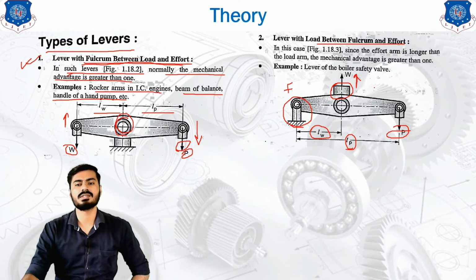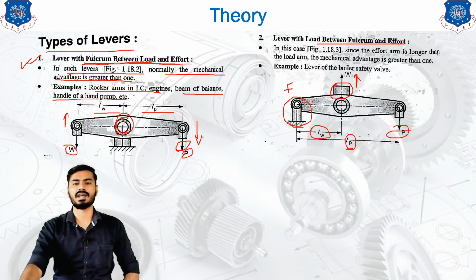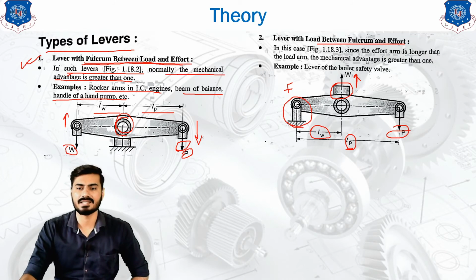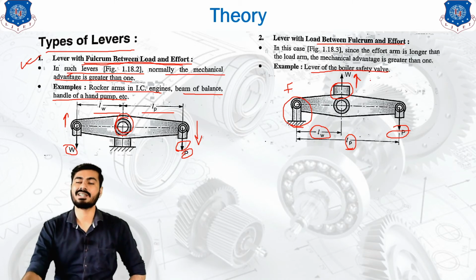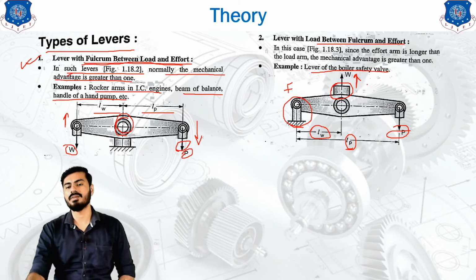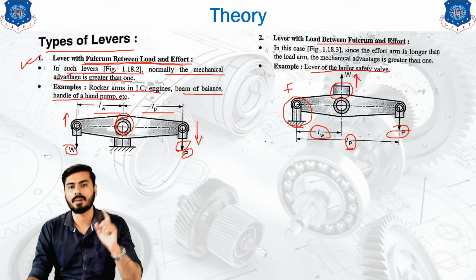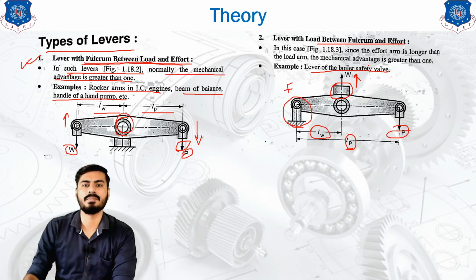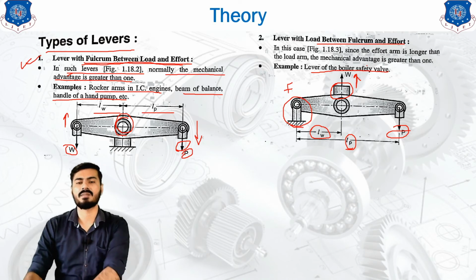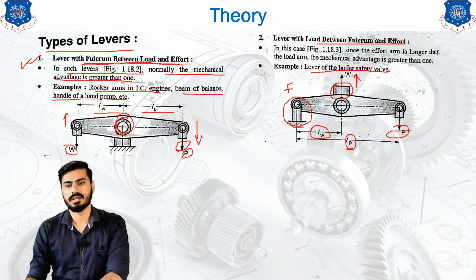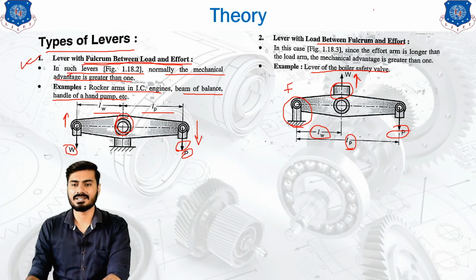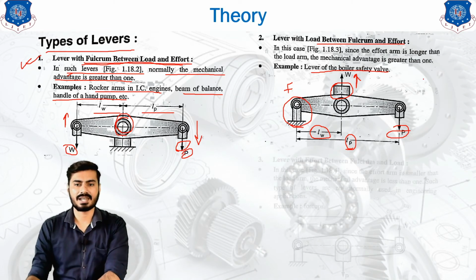Now we are going to see that this type of a mechanism is generally an example of the boiler safety valve, or we can say the lever loaded safety valve. We will see that type of examples in the upcoming lectures, because it is one of the basic and important example which can be asked in your examination. So the mechanical advantage is greater than 1 in this type of a lever.